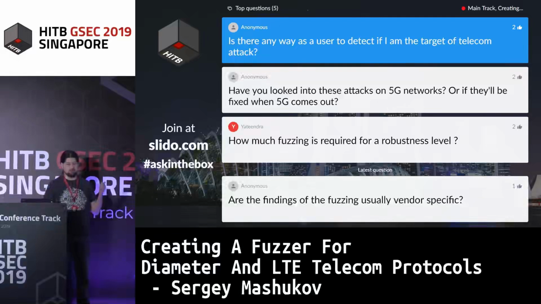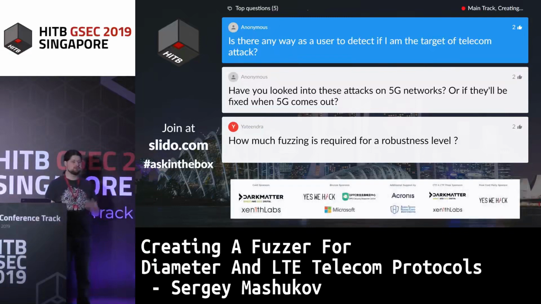It's what MNOs need to handle. And they try actually. There is this whole GSMA association that works on the ways how to deal with that.